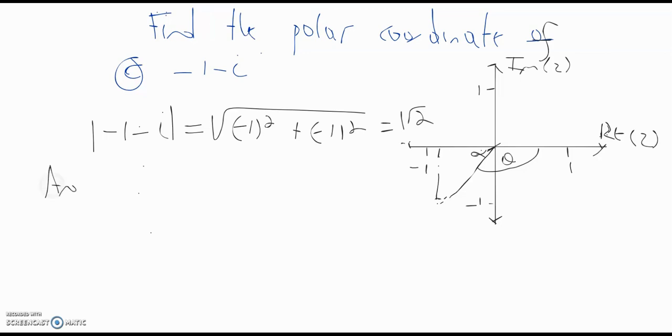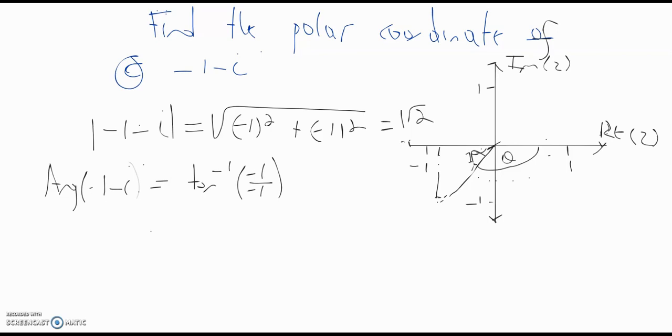Now, what about the argument? The argument of negative 1 minus i will be equal to tan inverse of the imaginary part, which is negative 1 over negative 1. But bear in mind that because we'll get alpha by finding the tan inverse of negative 1 over negative 1, we also have to add minus pi to this one. So let me write this as minus pi plus tan inverse. Well, negative 1 over negative 1 would still be 1.